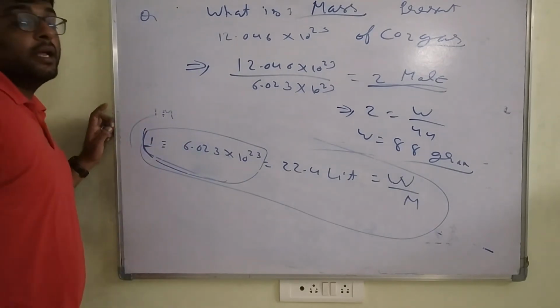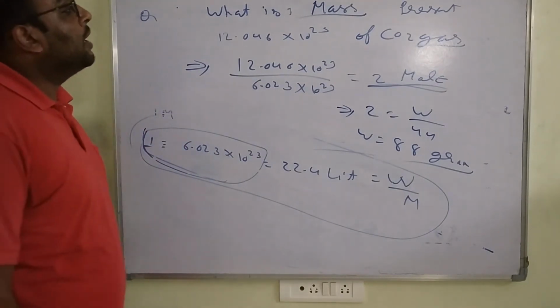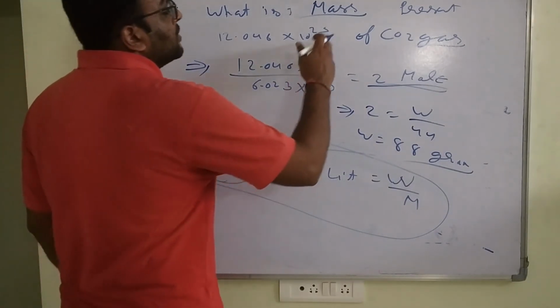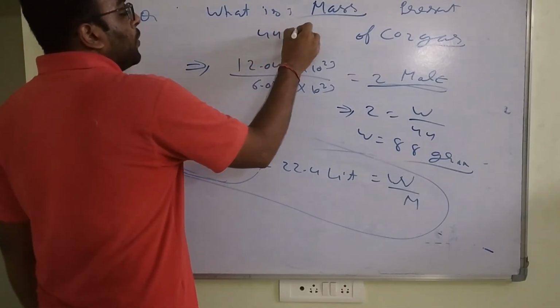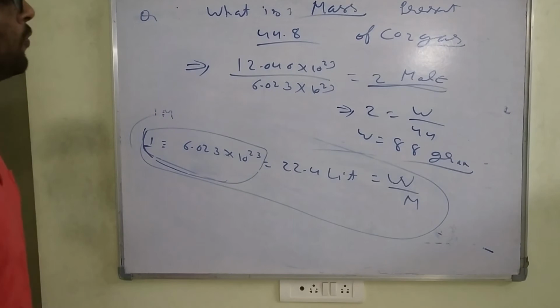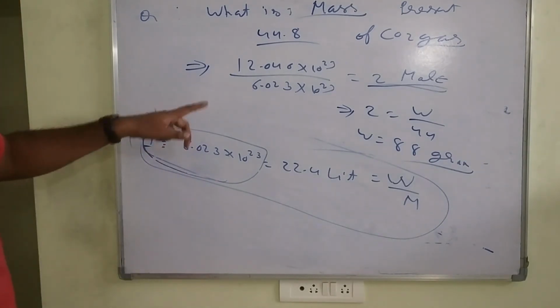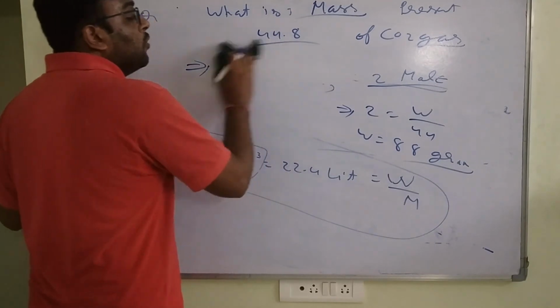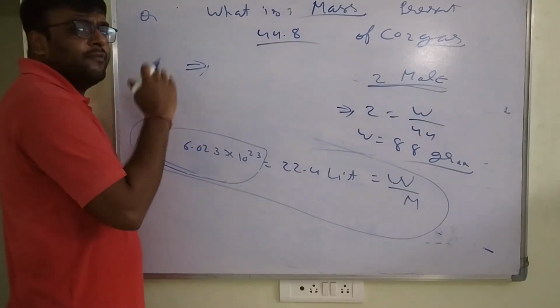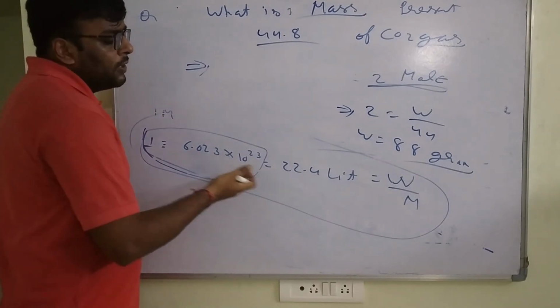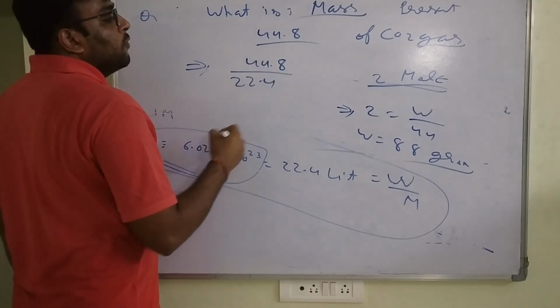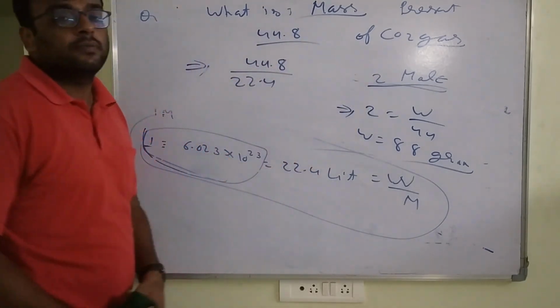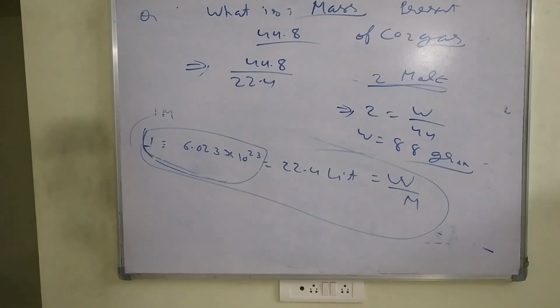So the question is coming like this. Suppose I have 44.8 liters. What is the mass of CO2? First of all, what can we do? We know that 1 mole has a volume of 22.4. Converting into a mole, 44.8 divided by 22.4 gives 2 moles, multiplied by 6.023 for molecules. So whatever question is asked, you can solve very easily. Are you getting my point? Just note down these points.